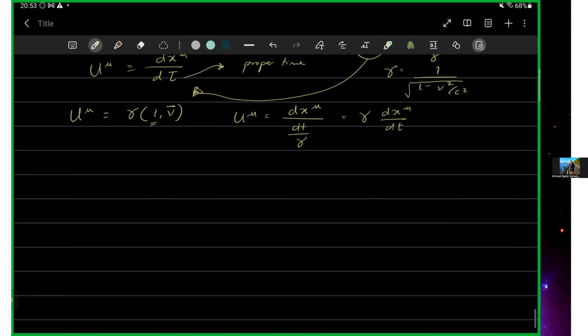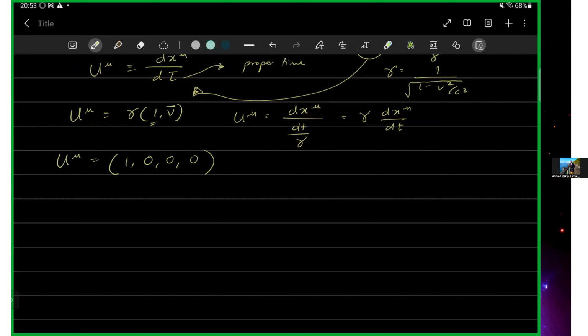And you can see also that in the rest frame, u mu will take the form (1, 0, 0, 0), which makes sense, right? In the rest frame, you would have v to be 0 because no velocity, and therefore those spatial components will just vanish.